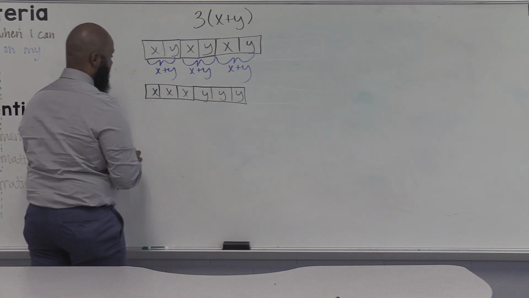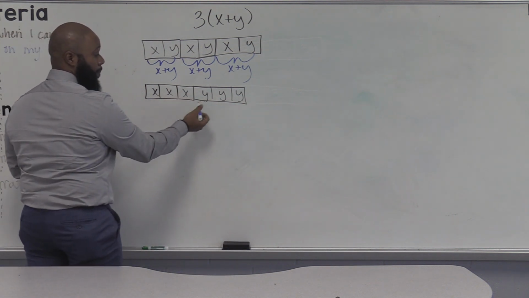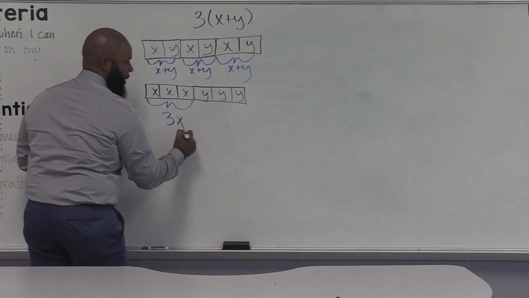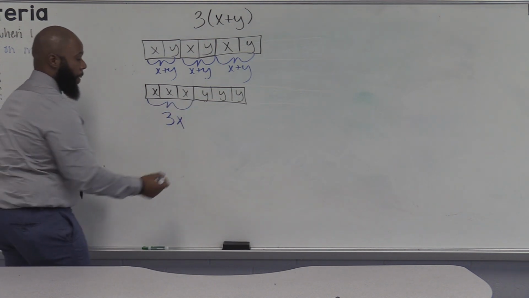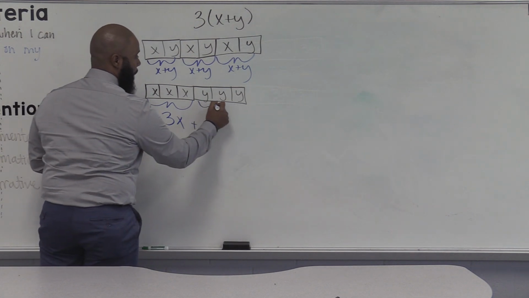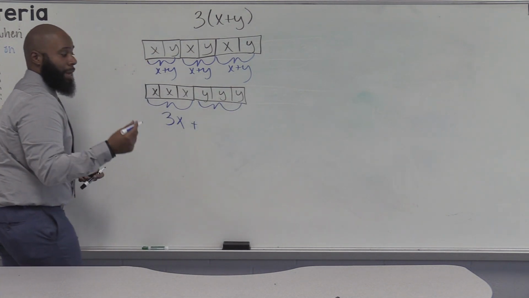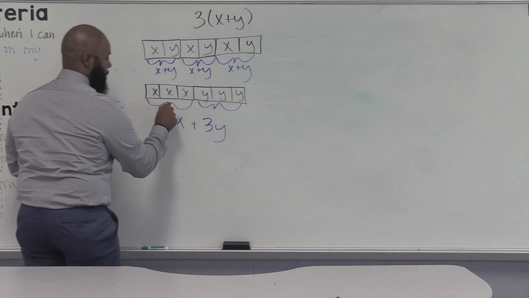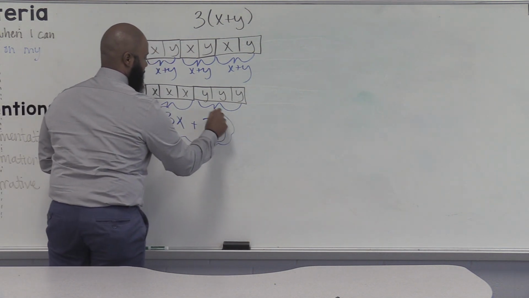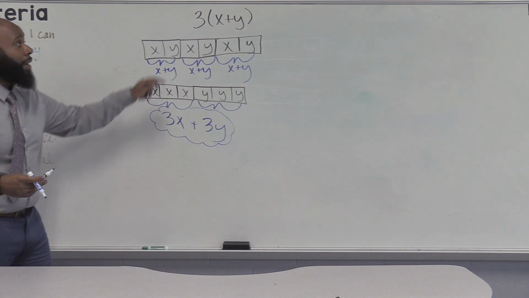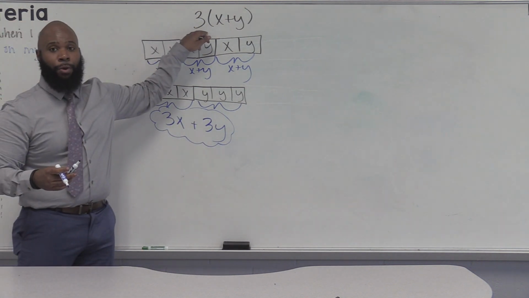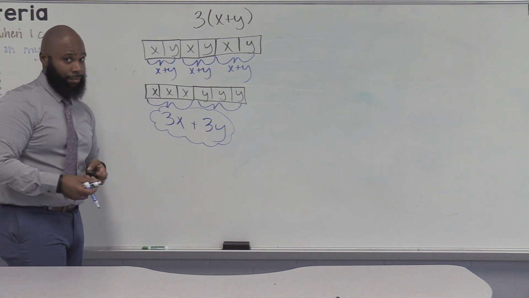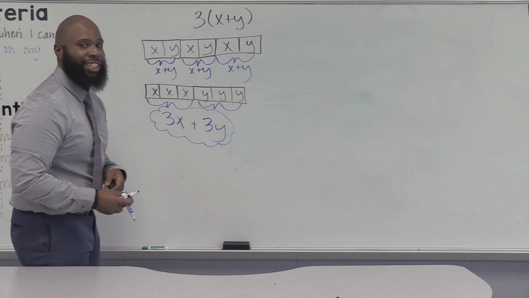So I know that I have x plus x plus x. When I combine these, this is going to give me 3x. Plus, when I have y plus y plus y, when I combine these are going to give me 3y. So my answer, 3x plus 3y, which is equivalent to our original problem, which is 3 times x plus y. Yeah, that's pretty good, huh? Let's try another one.